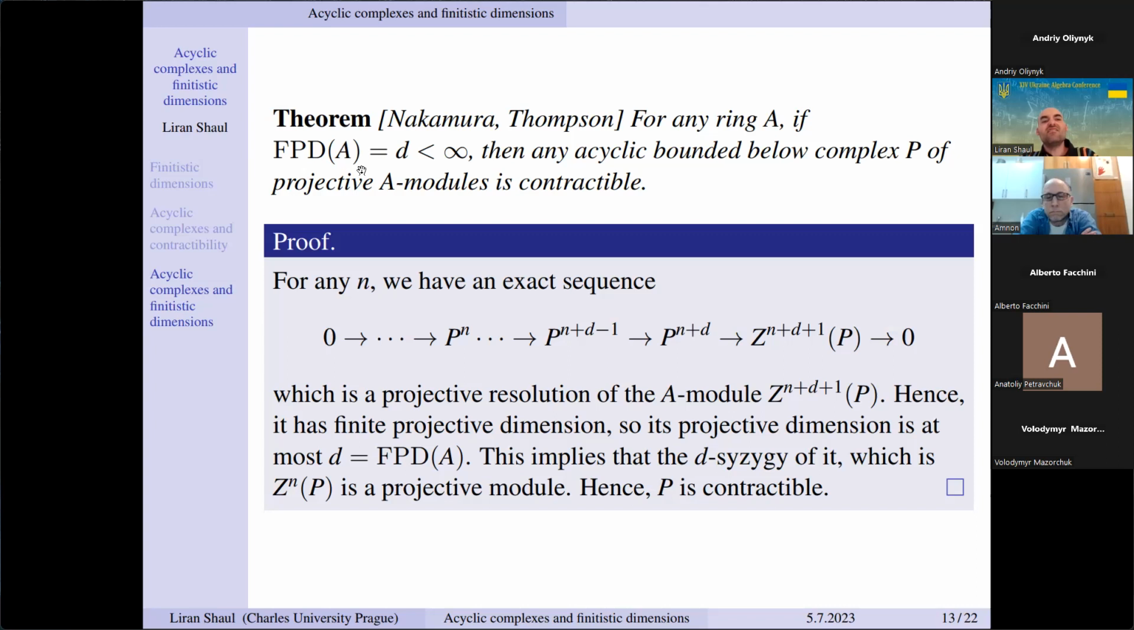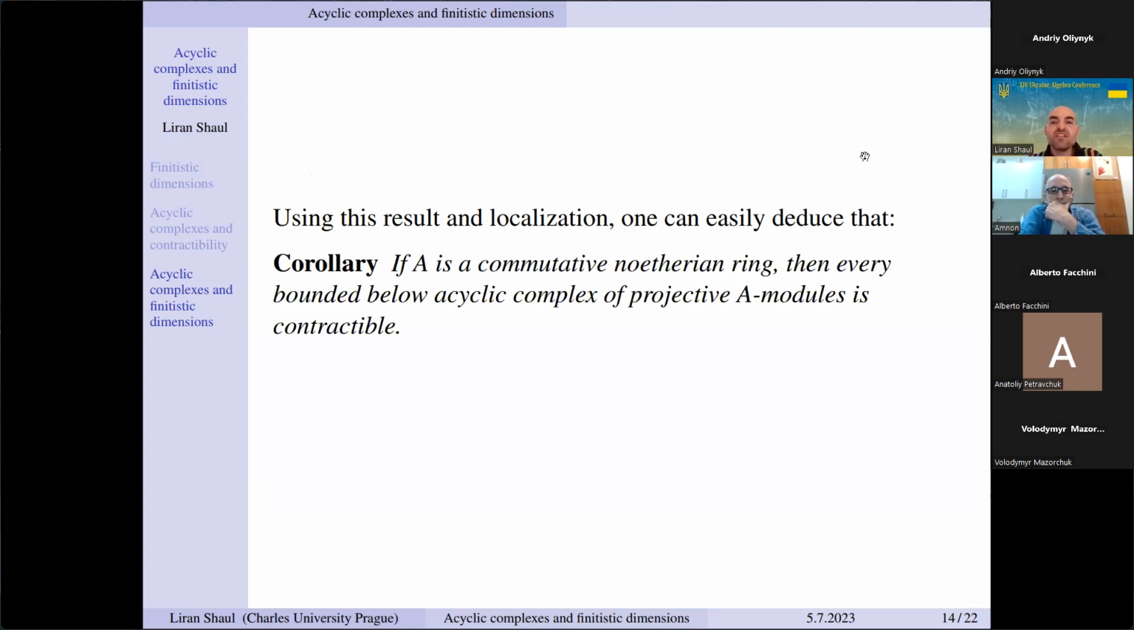Okay, so this works for any ring of finite finitistic dimension. In particular, this is true for commutative Noetherian local rings, because a Noetherian local ring has finite Krull dimension, hence finite finitistic dimension. It's not hard then to show that this property remains true under localization, so you can deduce that over any commutative Noetherian ring, any bounded below acyclic cochain complex of projectives is contractible. So this helps to explain why I had to give such a complicated example, or why it had to be non-commutative. In fact, there are no commutative examples, and I learned recently that you can even remove the word Noetherian here. Over any commutative ring, any bounded below acyclic cochain complex of projectives is contractible.